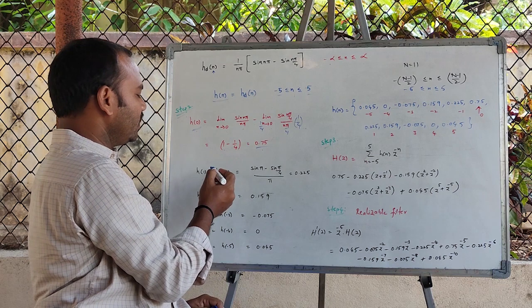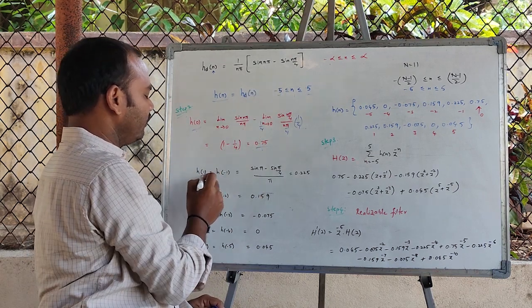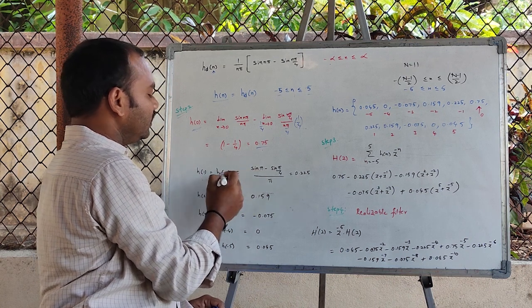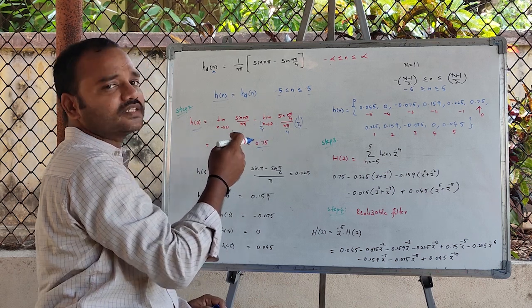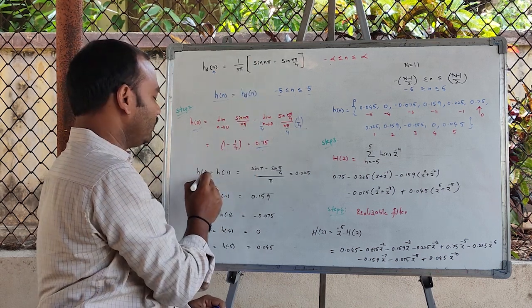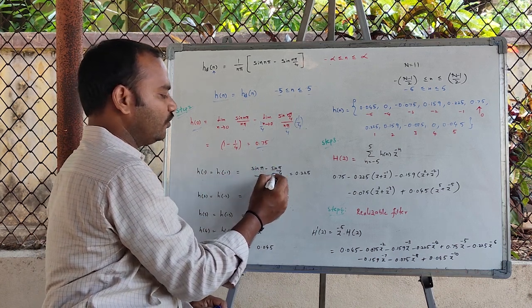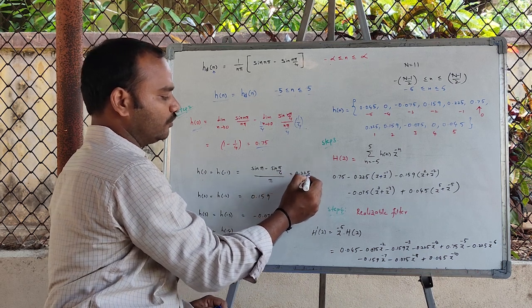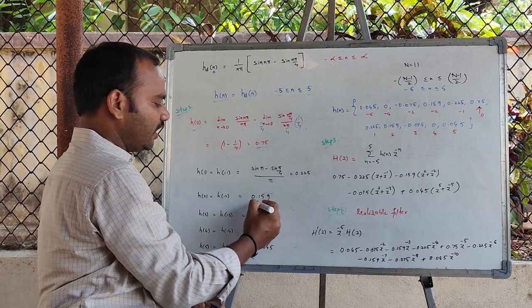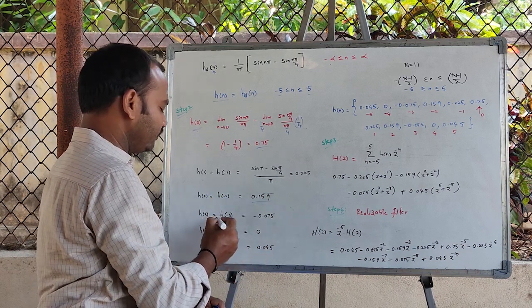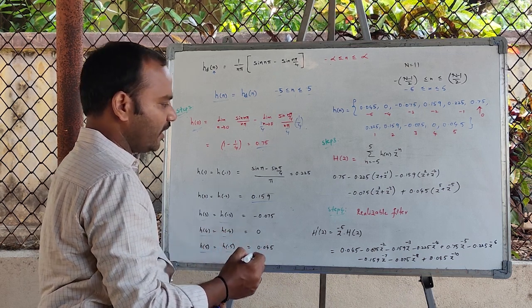Similarly, substitute n is equal to 1, h of 1 is equal to h of minus 1. This is because the FIR filter is symmetrical about the origin. So h of 1 value will be equal to h of minus 1. So the value is sine pi minus sine pi by 4 by pi. So the value is 0.225. Similarly, we can find the values of h of 2 is equal to h of minus 2. The value is 0.159. Similarly, h of 3 and h of minus 3, h of 4 and h of minus 4, h of 5 and h of minus 5.